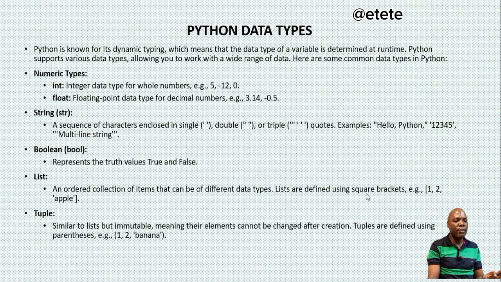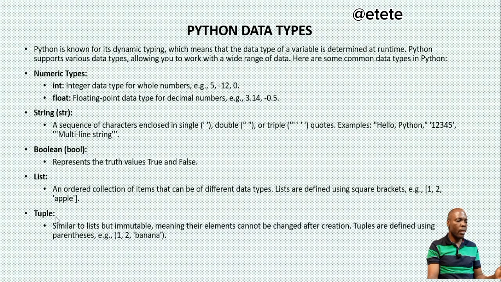Lists are defined using square brackets, e.g. [1, 2, "apple"]. So with this square bracket, you see 1, 2, apple. This list is containing a numeric data type. It's also containing a string data type. But how do you know that it's a list? It's using what? This square bracket.